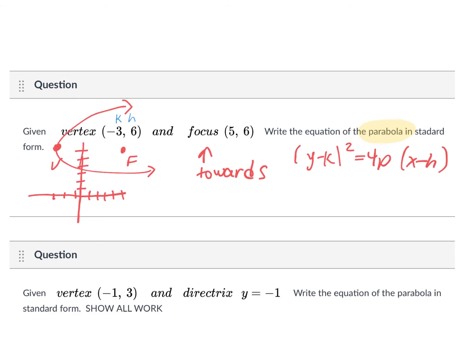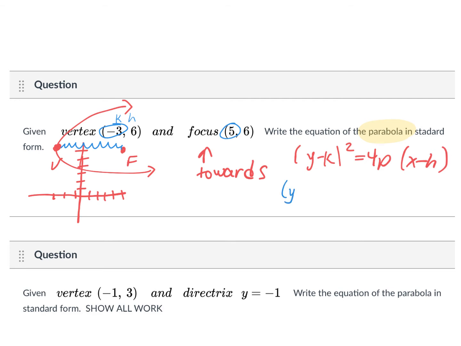How do we find the p? Your p is the distance from the vertex to the focus. How far is it from the vertex to the focus? How far is it from -3 to +5? 8.